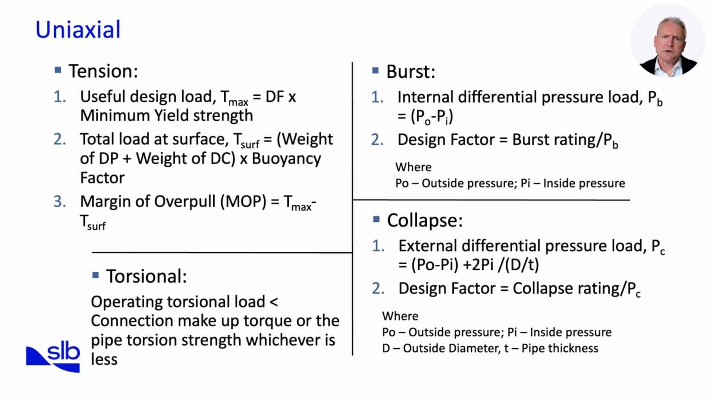For burst, we use the internal differential pressure, comparing it to the pipe's burst rating with an appropriate design factor. For collapse, we calculate the external differential pressure, accounting for annular pressure, internal mud column, and geometry. The design factor is the ratio of collapse rating to calculated collapse pressure, which must remain above 1. Uniaxial calculations are the starting point for overload design, but they tend to overestimate strength because real operations involve combined loading. That's why we move on to biaxial and triaxial design checks.